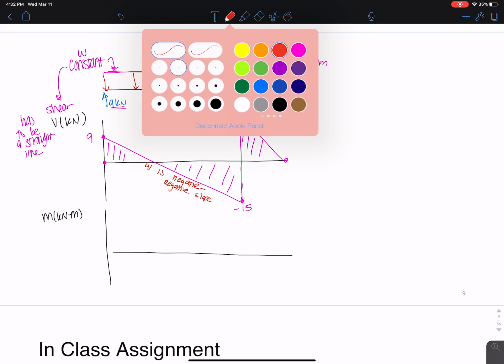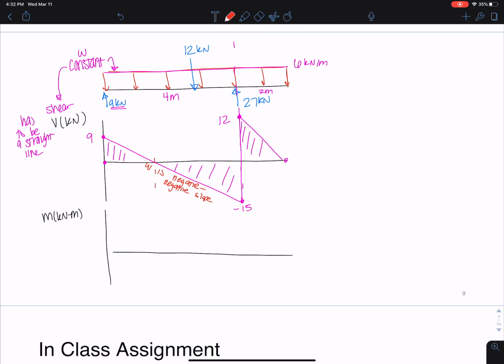Here, let's draw our lines in. So we know if we have a 0, that means we're going to have either a local min or a local max for our moment, okay? We know we're starting at 0, okay? And we know we're ending at 0. So we have to figure out what happens in between. Since this is a straight line, since V is straight, we know M is a parabola, or a second order function, right?